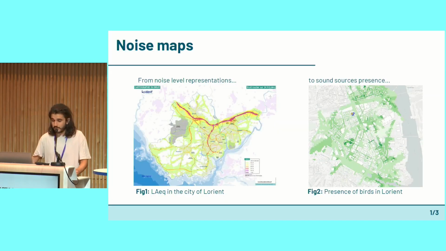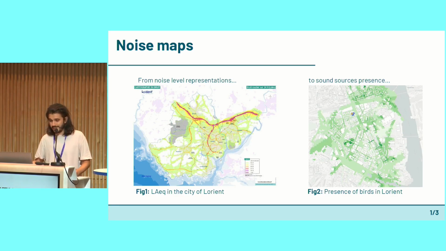Let me introduce you to noise maps. So, what is a noise map? A noise map represents a level of noise, usually at the scale of a city. And here on your left, you can see the noise map of the city of Lorient. The more red it is, the more noise there is in the city. It is used by city stakeholders to make decisions regarding the city and its noise, and to better understand how sound works in their own city.